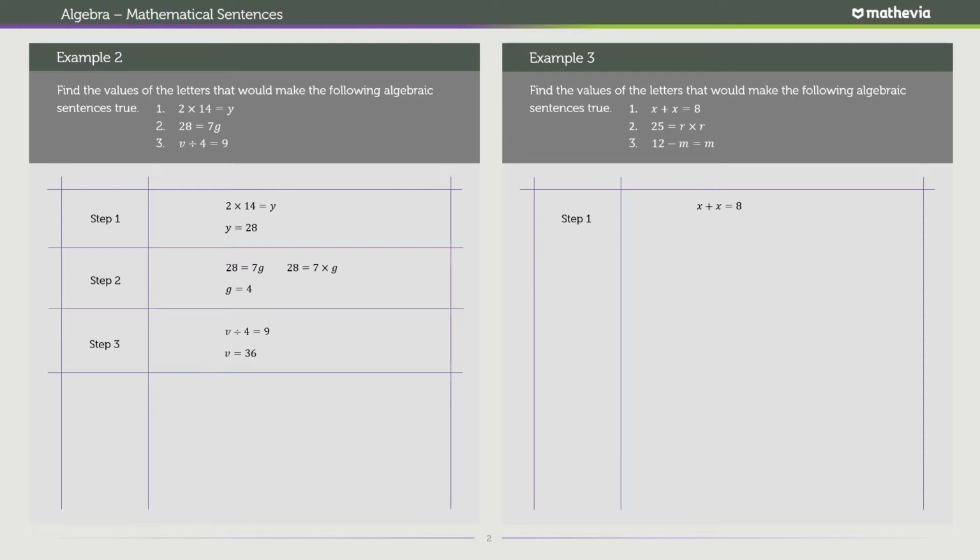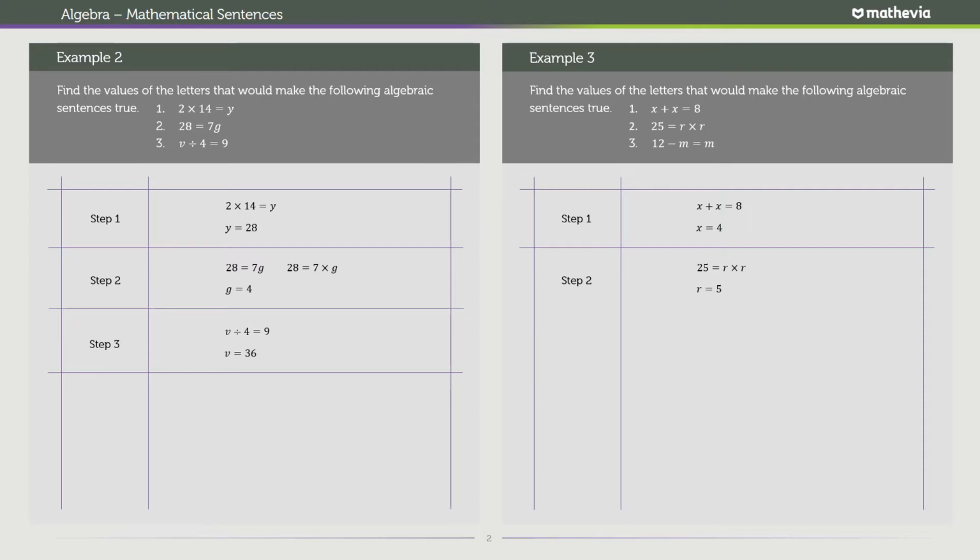So we have a number plus itself that will give you 8. What is that number? You need to think about the number. A number plus itself will give you 8. I tell you that number is 4, because 4 plus 4 gives you 8. Now, similarly, we have a number multiplied by itself that will give 25. So r times r gives 25. What is r? What is that number that you multiply by itself to give you 25?